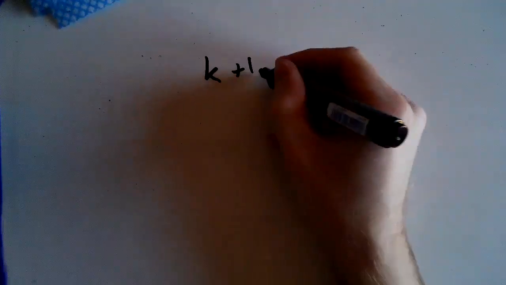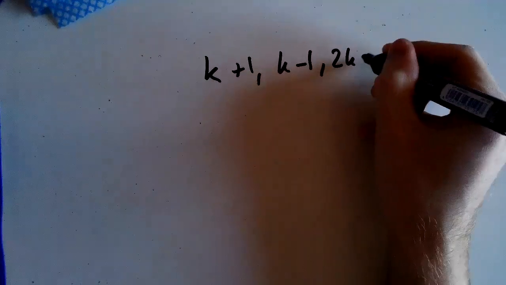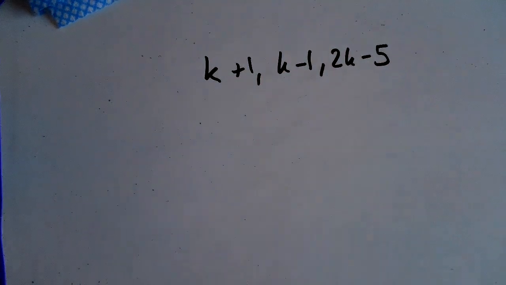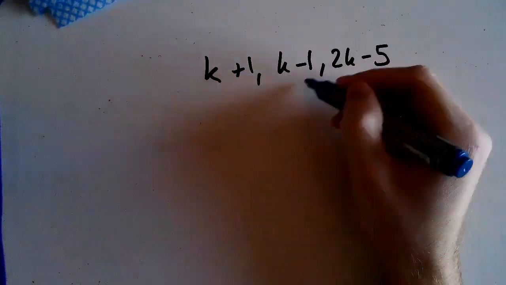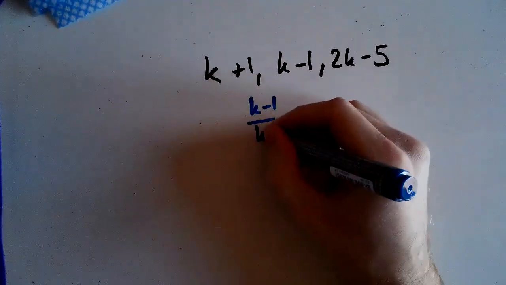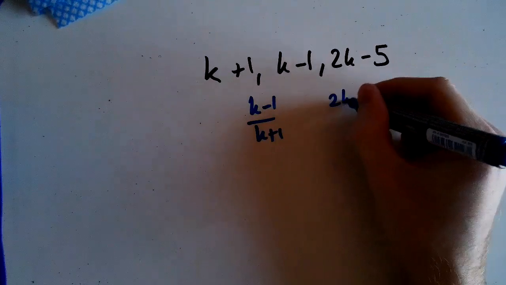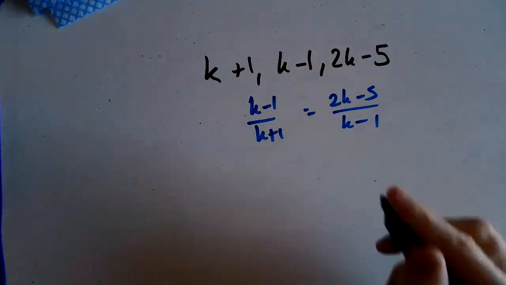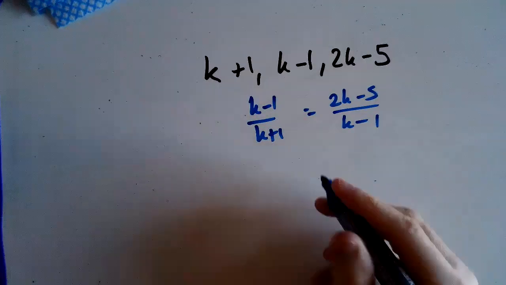Okay, next one. We've got the first 3 terms of a geometric sequence. So we have k add 1, k minus 1, 2k, sorry, the k is not x's, 2k minus 5. And we know it's a geometric sequence, so that means ratios are equal. So to get this ratio, I do k minus 1 divided by k plus 1. To get this ratio, I do 2k minus 5 divided by k minus 1. Since it's geometric, the ratios are equal, so it's equal. Do crisscross, whatever you call it.